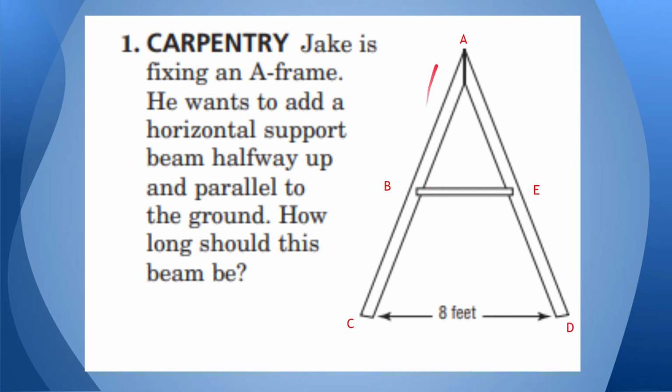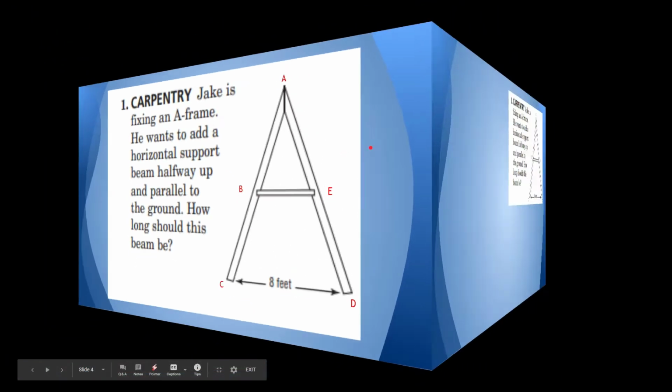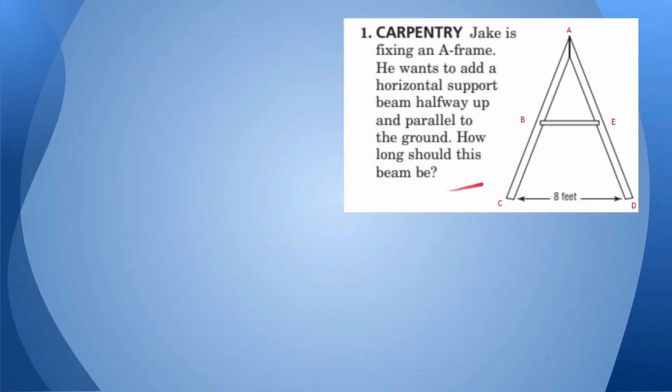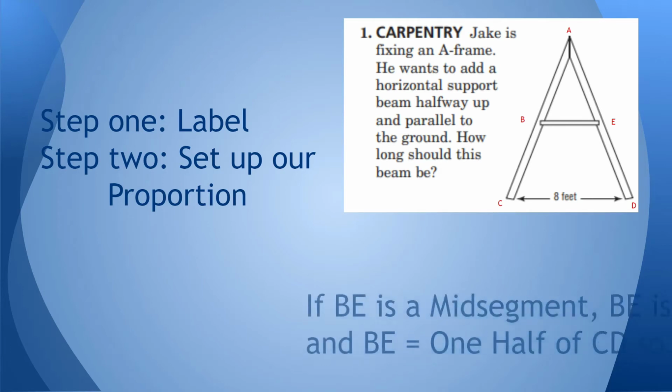Okay, so the first thing we're going to do is set up some labels for each of these points here, A, B, C, D, and E, so that we can reference each segment of our figure. So I'm going to put that over here in the corner so that we can look at it clearly while we're doing this problem. And the first step, as we've already done, is to label it. So the next thing that we need to do is to set up our proportion.